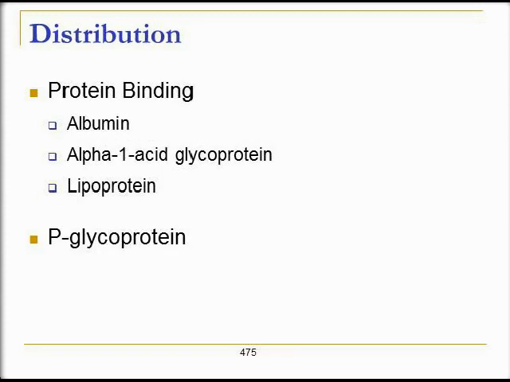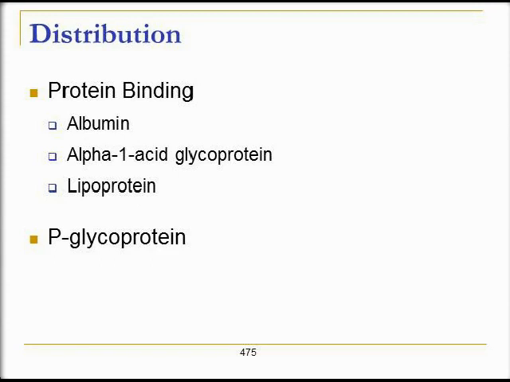Protein binding also affects distribution within the body, and there's 3 main substances that bind drugs in the body. Those are albumin, alpha-1 acid-glycoprotein, and lipoprotein. And albumin by far is the most important protein that binds drugs in the body, primarily acidic drugs, and you can see on table 2 different characteristics of each of those proteins.